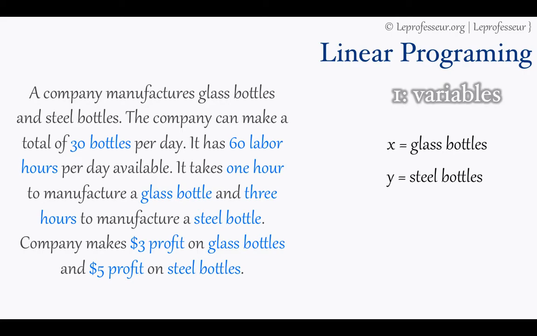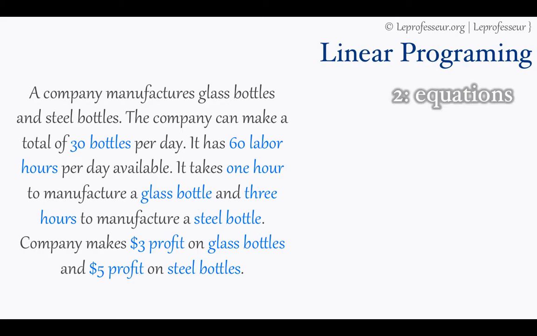Very simple. The company manufactures 30 bottles per day. So total bottles, glass bottles x plus steel bottles y, should be less than or equal to 30, cannot be more than that.